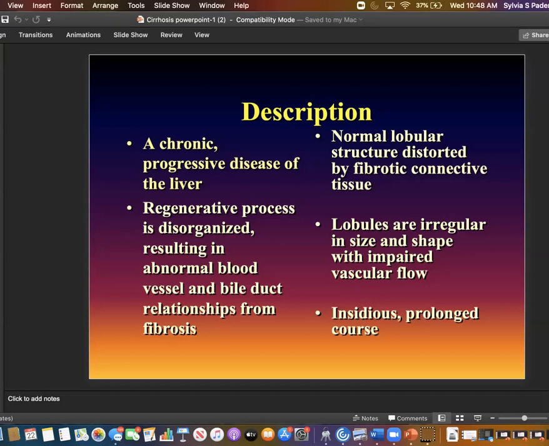So cirrhosis is a chronic progressive disease of the liver. The regenerative process is disorganized, resulting in abnormal blood flow, blood vessel and bile duct relationships from fibrosis. And this is very insidious, and it takes quite a bit of time for the liver to degenerate to the point where it is not functioning like it's designed to be.